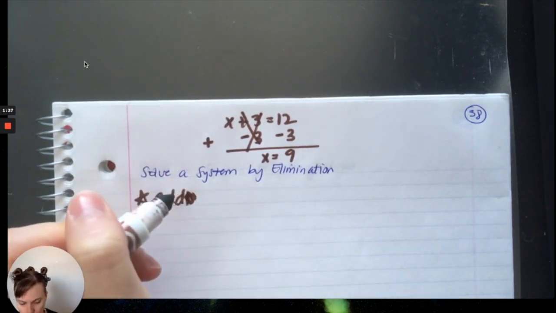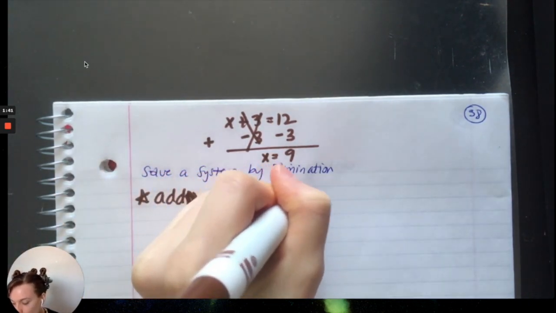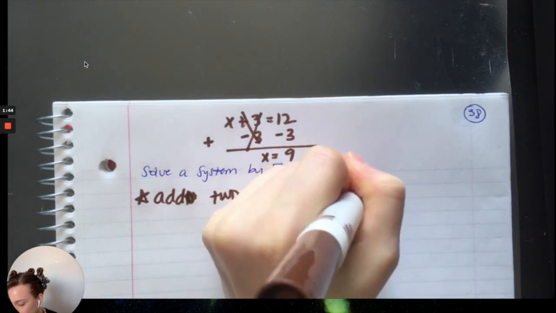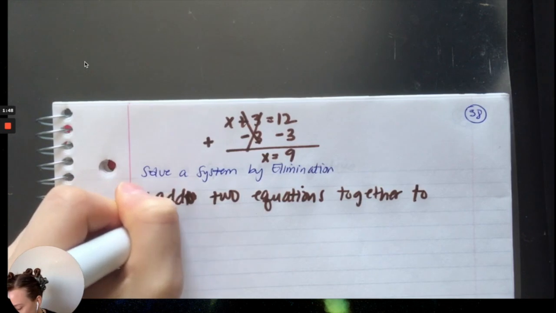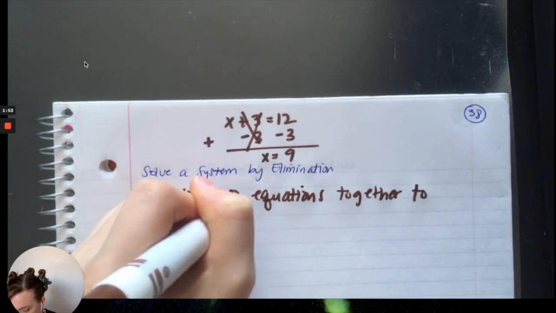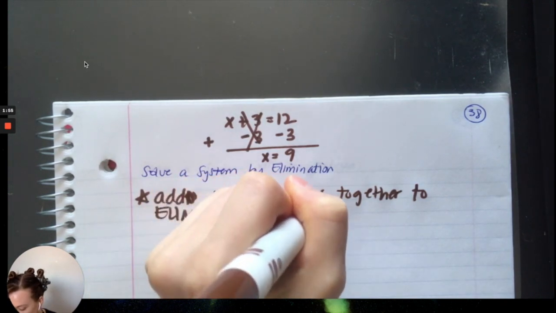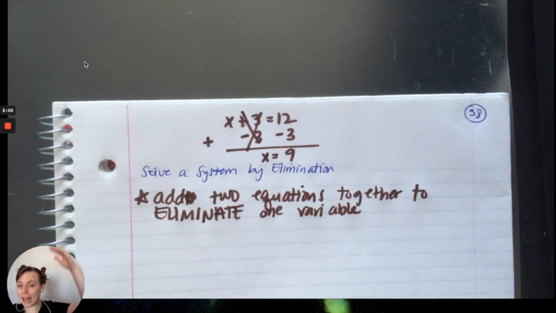add, wow, I spelled 2 wrong. Okay, add 2 equations, or our system, together to eliminate one variable. Just like with substitution, we went from 2 equations with 2 different variables. We're going to be adding our equations together, our system together, to get 1 equation with 1 variable. And that's our goal because we can actually solve that.